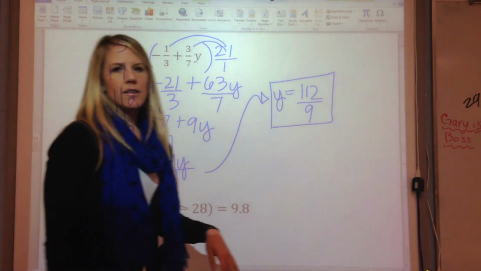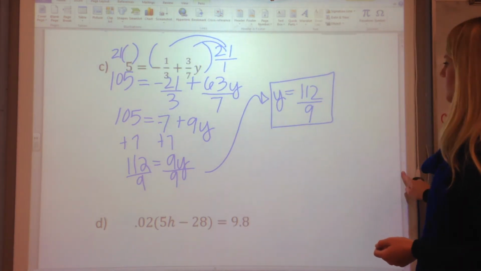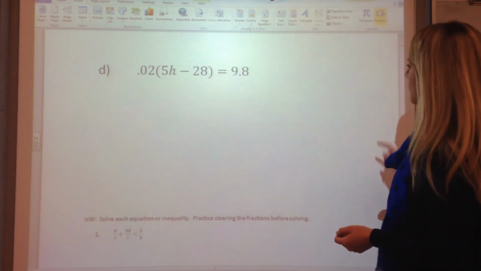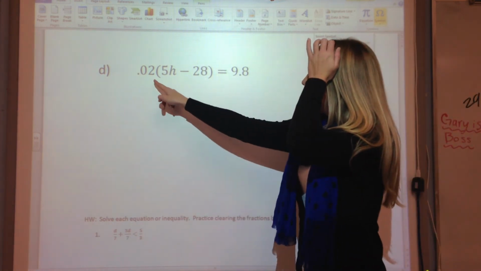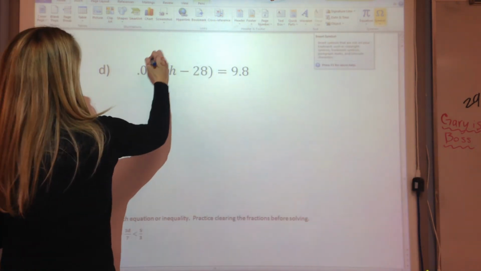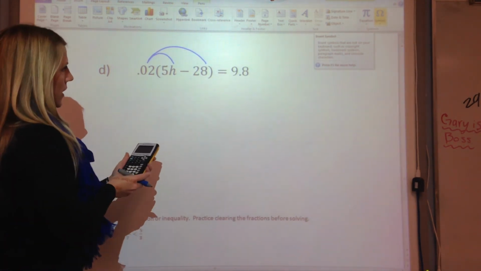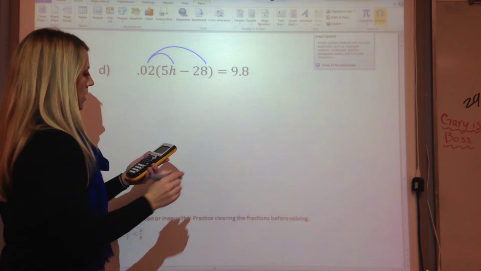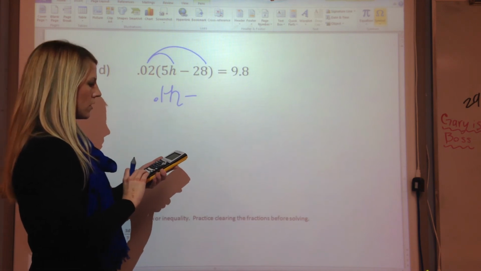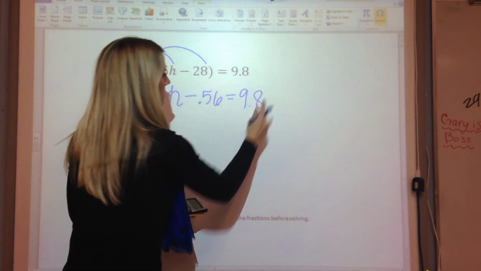Last one I'm going to look at. This one has decimals, and think about decimals again, and think about the place value of those decimals. So if you notice, we have the distributive property, so let's go ahead and do that. So 0.02 times 5, I believe should be 0.1. So 0.1h minus 0.02 times 28 minus 0.56 equals 9.8.